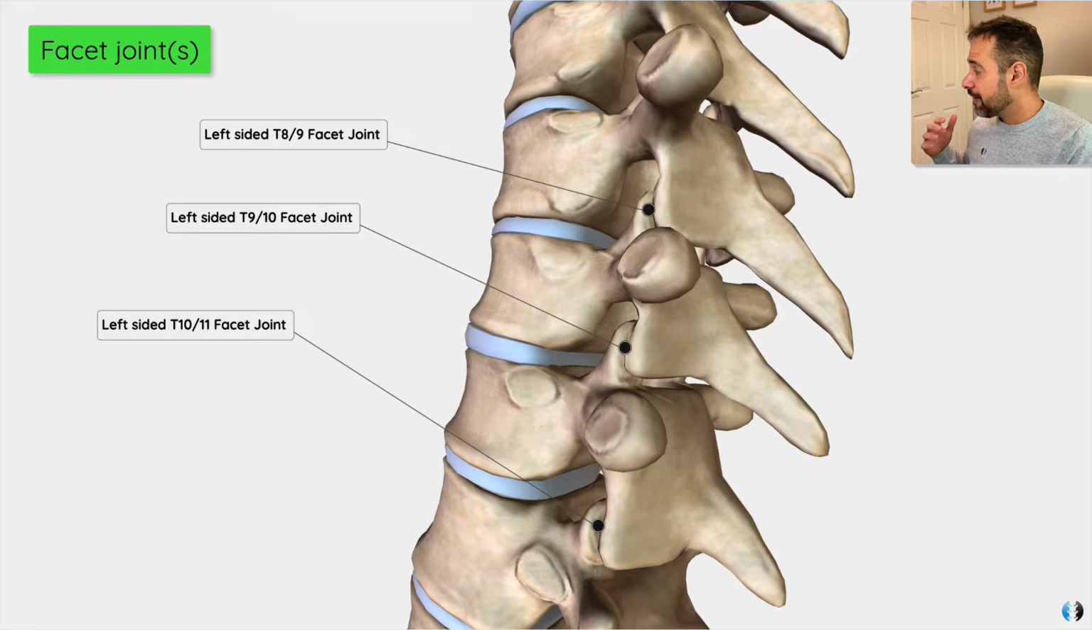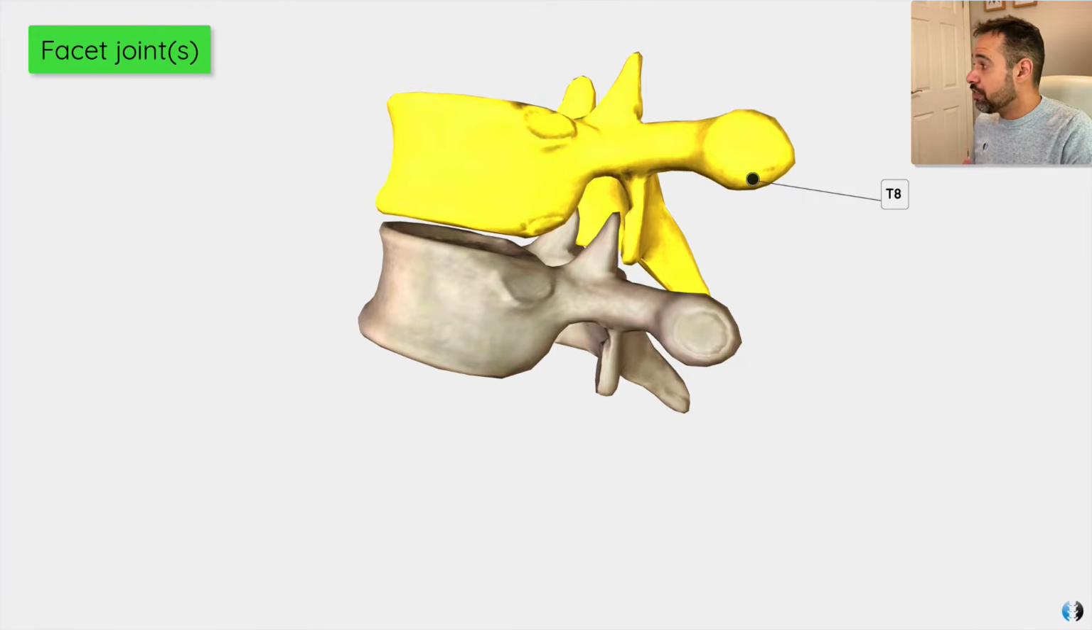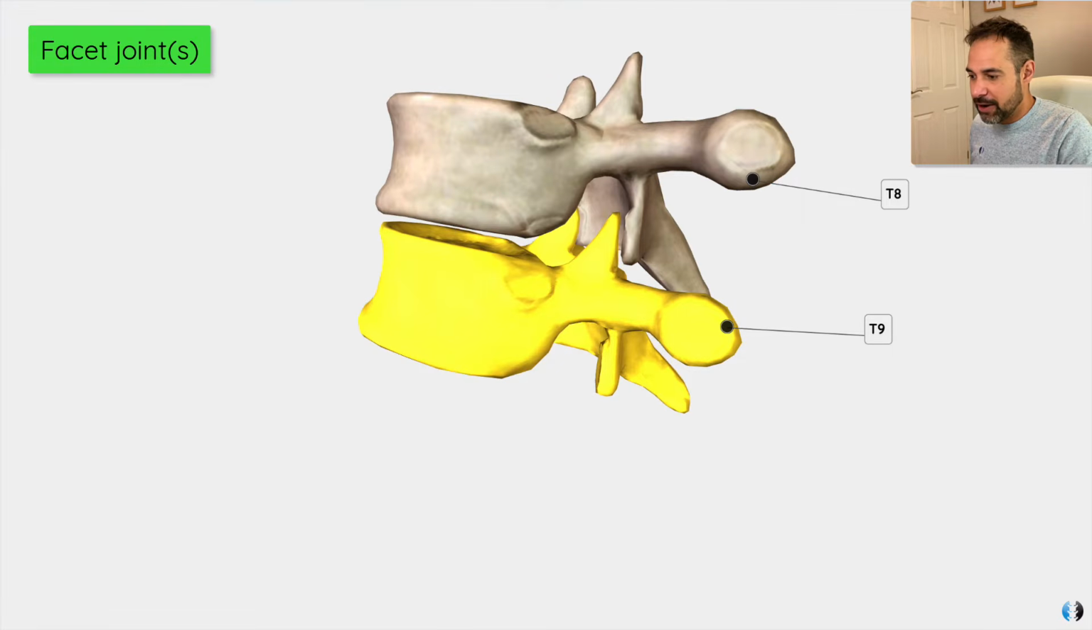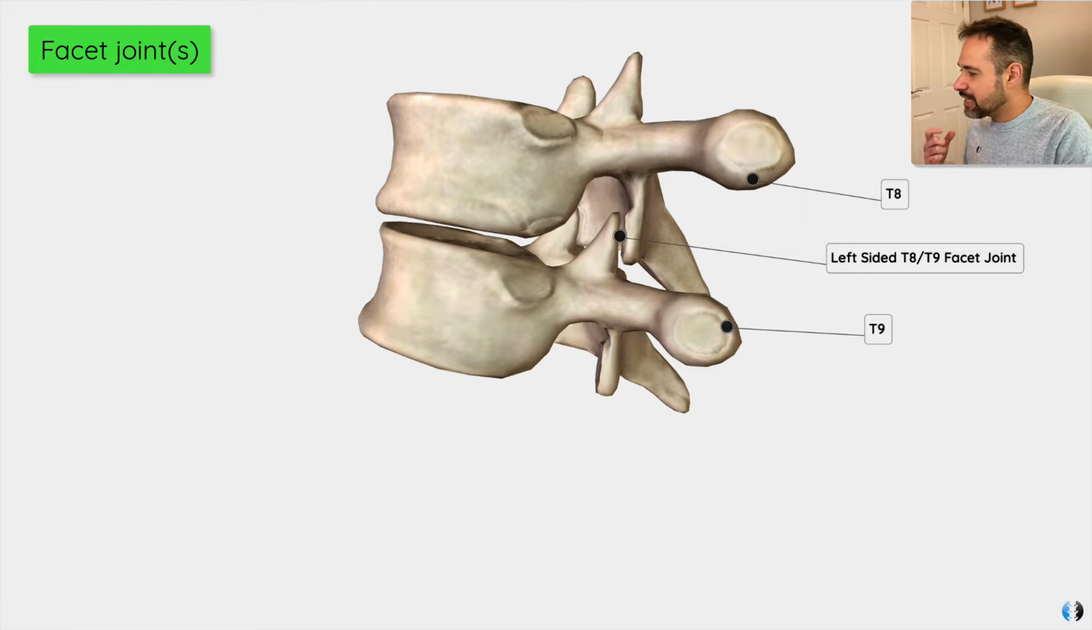Here you can see the facet joints on the left side at the T8-T9, T9-T10 and T10-T11 levels. And of course, for every facet joint that we have on the left side, we also have one on the right side as well. Effectively, these structures create a joint between one vertebra and the next. If we focus in here on the T8 vertebra, and here we have the T9 vertebra, and here is the left-sided facet joint between the two. And of course, as we said, we have one on the right side as well.